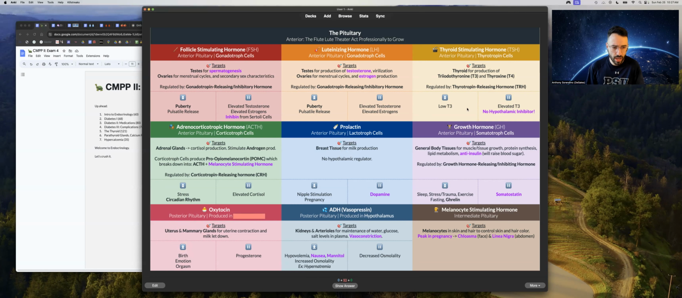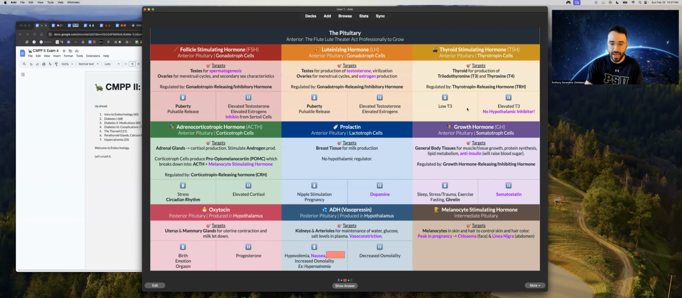Oxytocin is produced in the hypothalamus. General body tissues for muscle tissue growth, lipid metabolism. Oh, what is this? Oh, it's anti-insulin. Growth hormone is anti-insulin. Gonadotroph cells. Stress. What's going to upregulate adrenocorticotropic hormone? Why do we need cortisol? Why do we need stress? Why do we need this? Oh, circadian rhythm. The ones without hypothalamic regulators: ACTH, TSH, upper right corner, and then left middle.